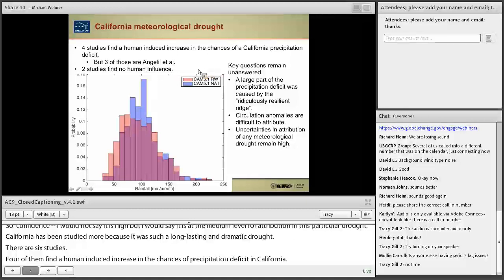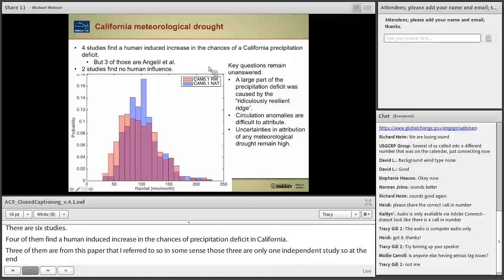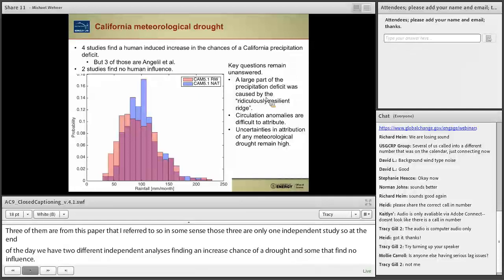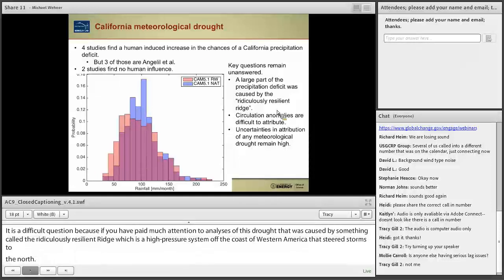And so it's a very difficult question, because if you've paid much attention to analyses of this drought, it was caused by something we called the ridiculously resilient ridge. And it was a high pressure ridge off the coast of Western North America that steered storms to the north. And this is a circulation anomaly, which are notoriously difficult to attribute. And so uncertainties in the attribution of this drought, and really any meteorological drought, remain reasonably high.